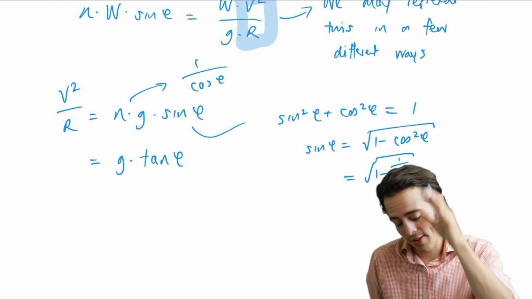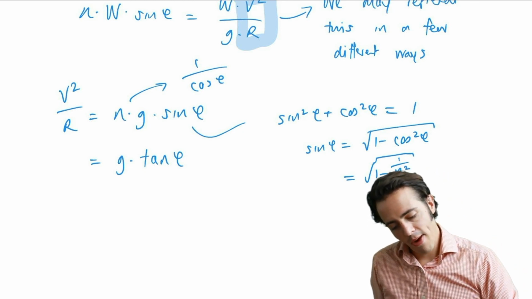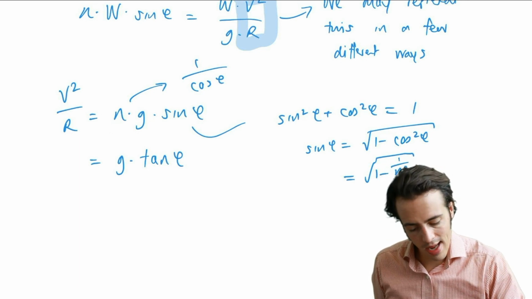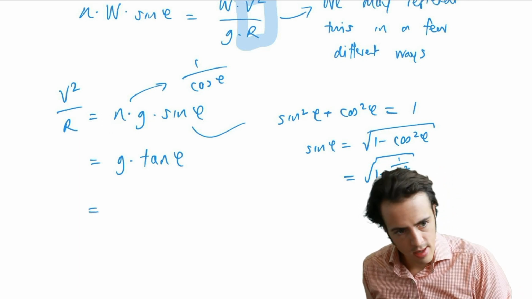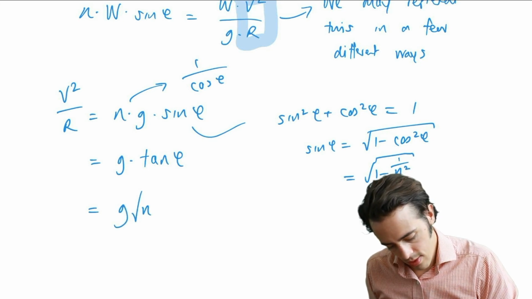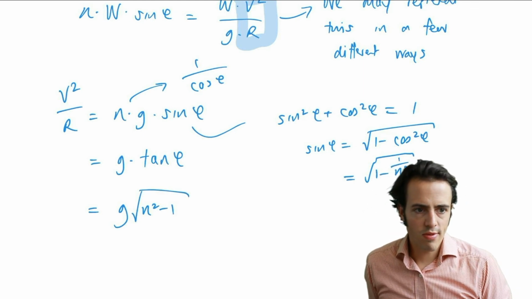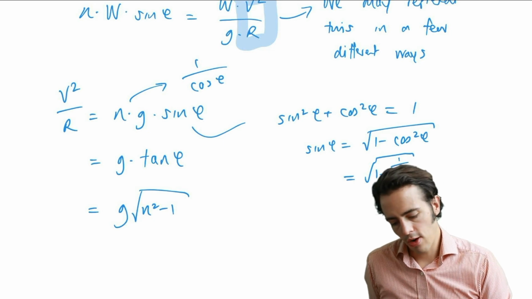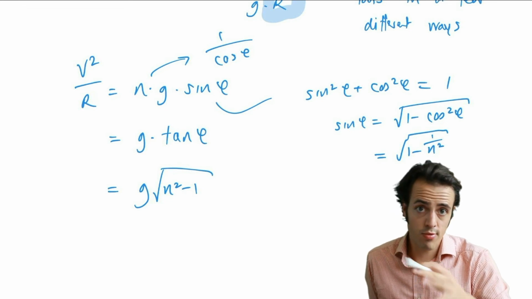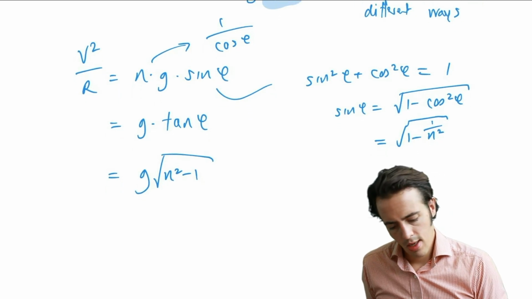I'm having to do this in my head because I haven't got notes prepared for this. So we've got that expression. We can substitute this into here and then take the n inside the brackets to give us G multiplied by the square root of n squared minus 1. Okay, so we've got 3 different representations of the turn here that give us the radius as a function of the relationship between the flight speed and our turn radius.